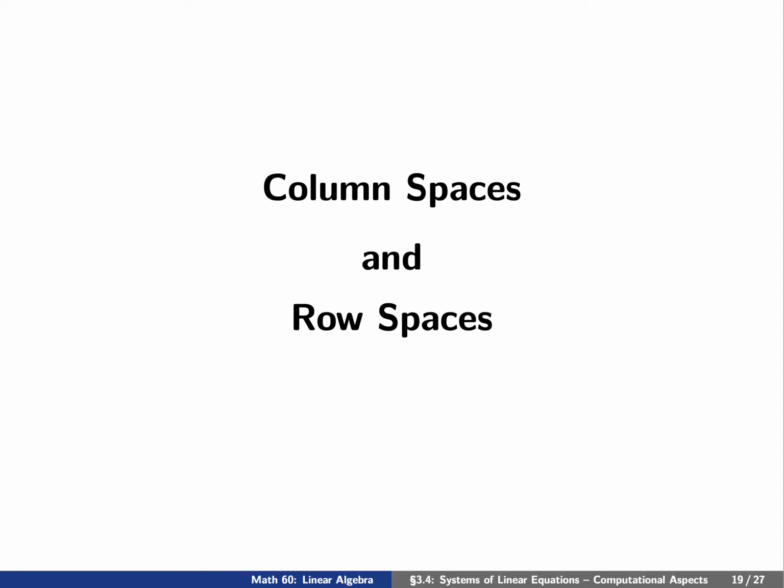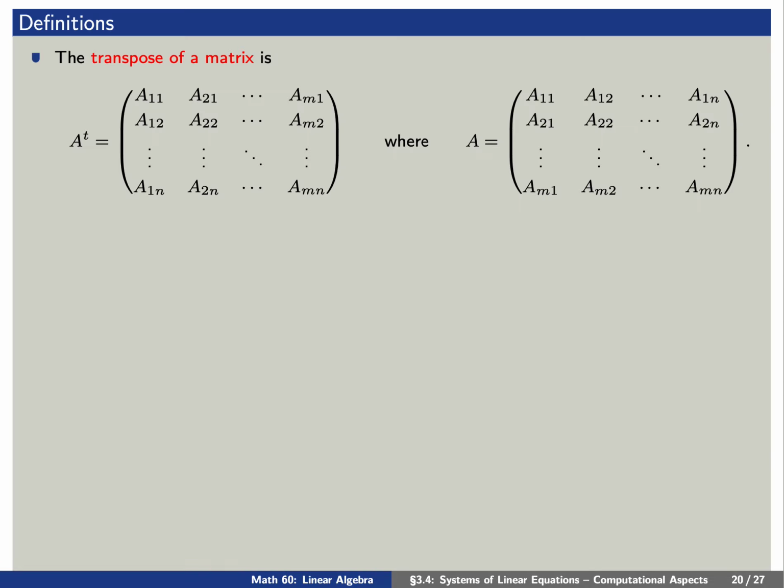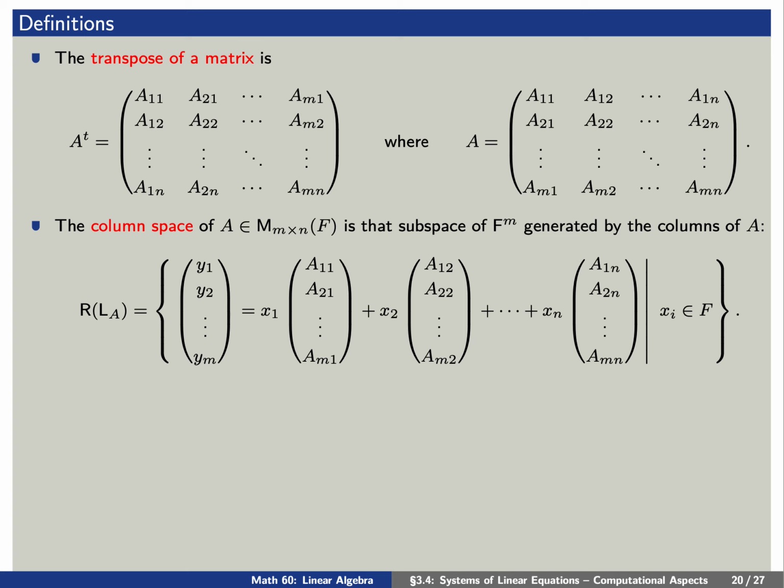I'd like to end today's lesson by discussing what are called column spaces and row spaces. First, let's start with an M by N matrix A. Recall that the transpose is what we get by simply replacing the columns of A with rows. The column space of A is that subspace generated by the columns of A. Quite literally, we take a vector and we multiply on the left times A. This gives us now a linear combination of the columns of A. This collection of linear combinations is what we call the column space.